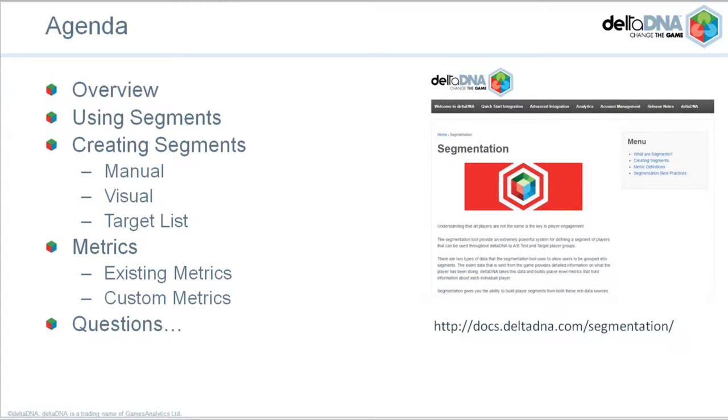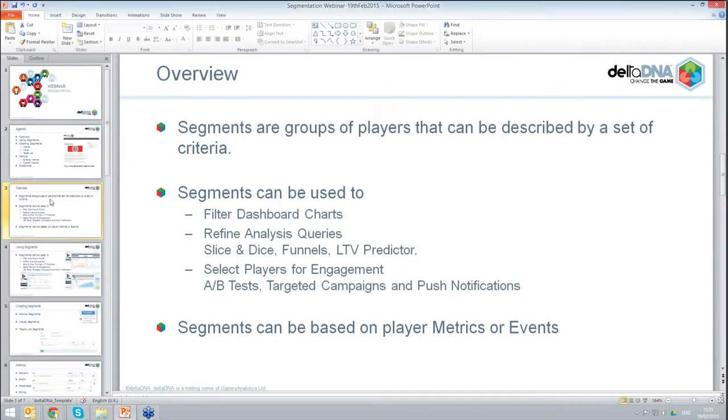A segment, quite simply, is just a group of players that can be described by a certain set of criteria, a certain set of rules. And you can then use those segments in a whole bunch of different ways. Actually, these form a very powerful core of functionality in Delta DNA, because you can use your player segments as advanced filters on any of your dashboard charts.